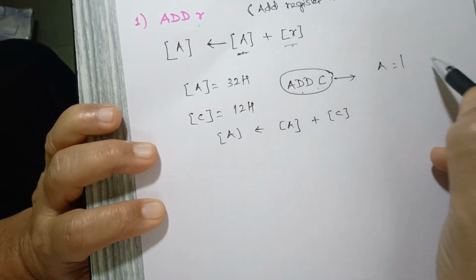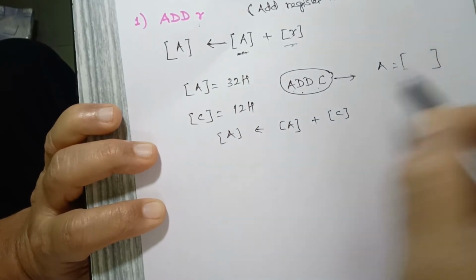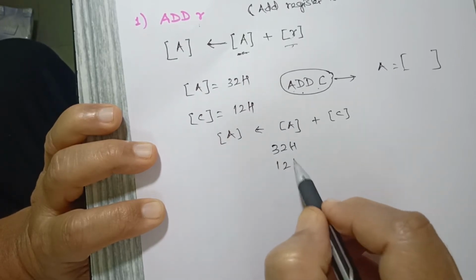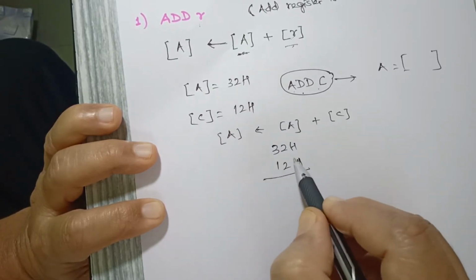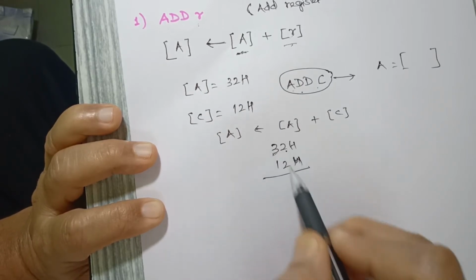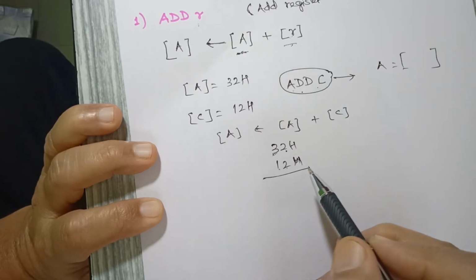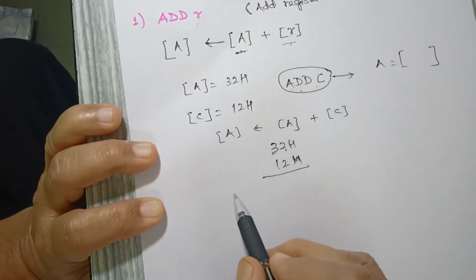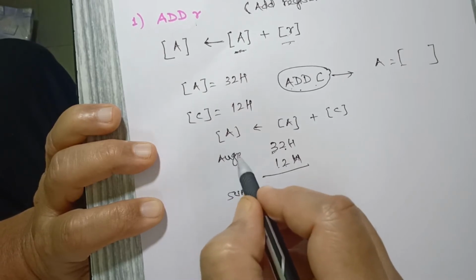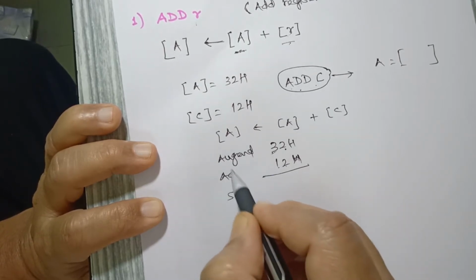Result will be, see that when you add 32 hex and 12 hex, in addition you must know that 32 is called the augend, something to which we are adding, and 12 is called the addend, and what you get is the sum. This is the augend, this is the addend.